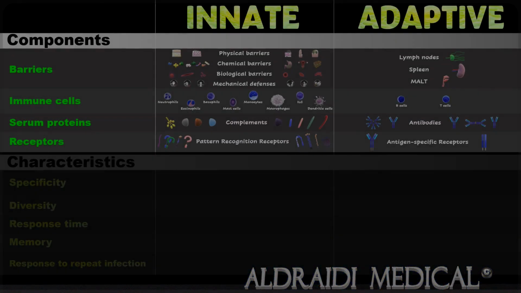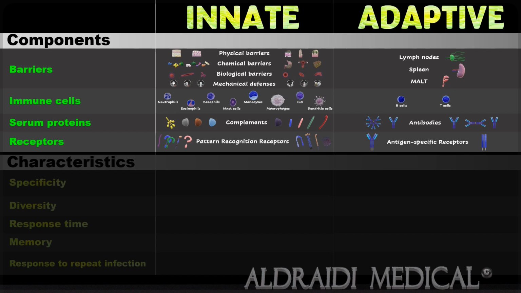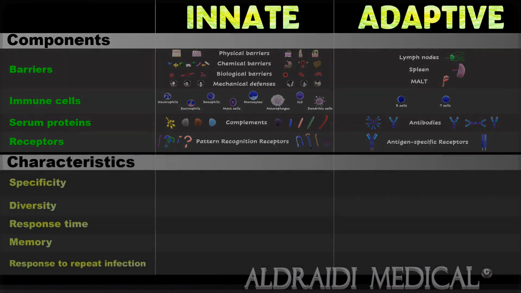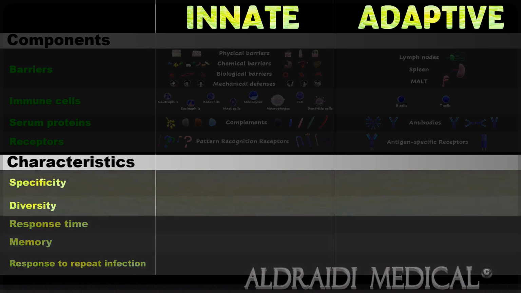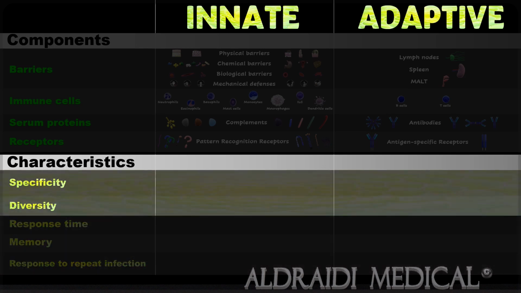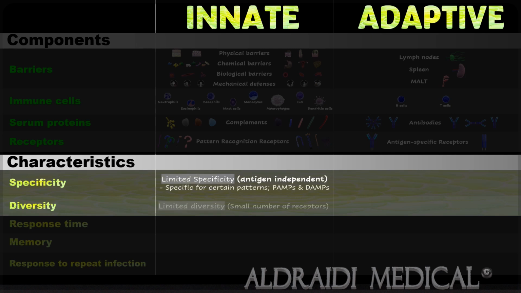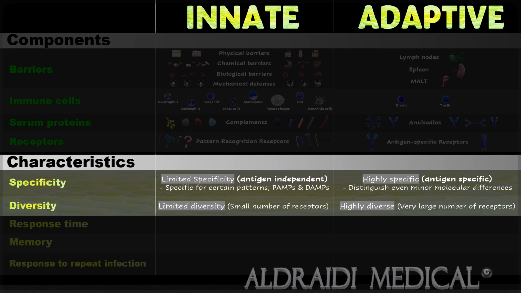So these are the main components of the innate and the adaptive immunity. And next we will move to the characteristics that shape those two arms of your immune system. The first two characteristics actually are related to the receptors that we just mentioned and what those receptors are able to recognize. The innate immune system is antigen independent and has limited specificity and limited diversity, while the adaptive immune system relies on antigens and is highly specific and highly diverse.